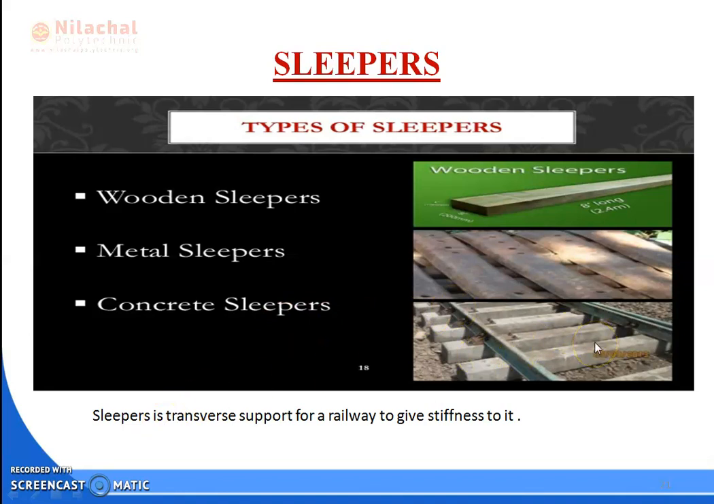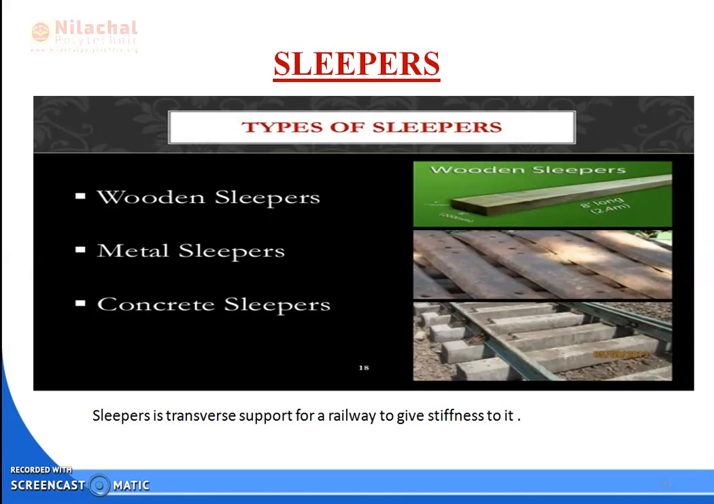Okay. So first we discuss what is the requirement of slippers. Whenever we maintain the gauge, meaning the distance between the two rails, for that we require the slipper. Okay, and first I am explaining the wooden slipper. These slippers satisfy all the requirements and are only suitable for track cutting.